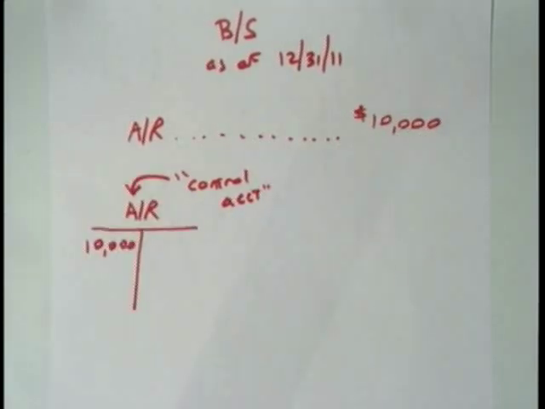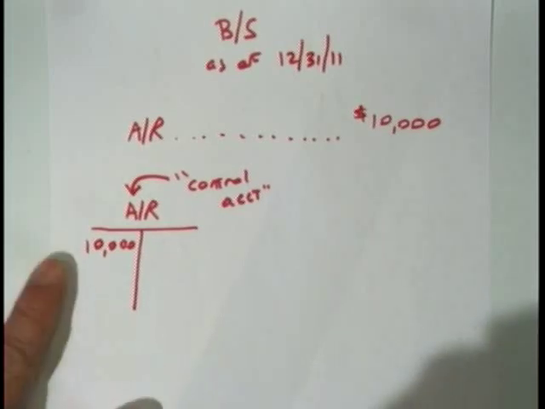That's the total of all accounts receivables, the control account, okay? However, we know that somewhere there is detail on exactly who owes us what, right? Because there's not just one company that owes us $10,000. There's probably a number of companies, right?